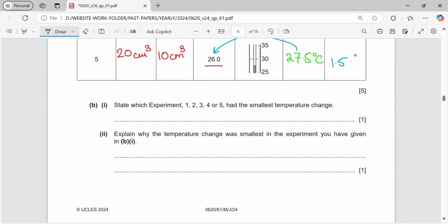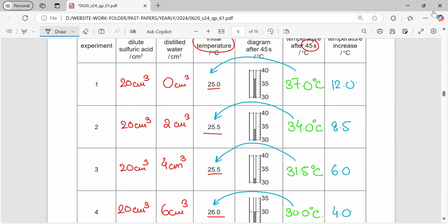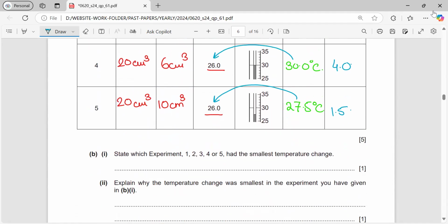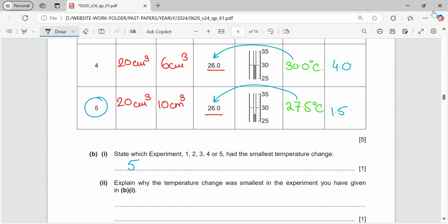State which experiment 1 to 5 had the smallest temperature change. Now, for the smallest temperature change, as we can see, the temperature changes are 12, 8.5, 6.0, 4, and 1.5. So the smallest temperature change is in experiment 5. Explain why the temperature change was smallest in the experiment you have given in B1.